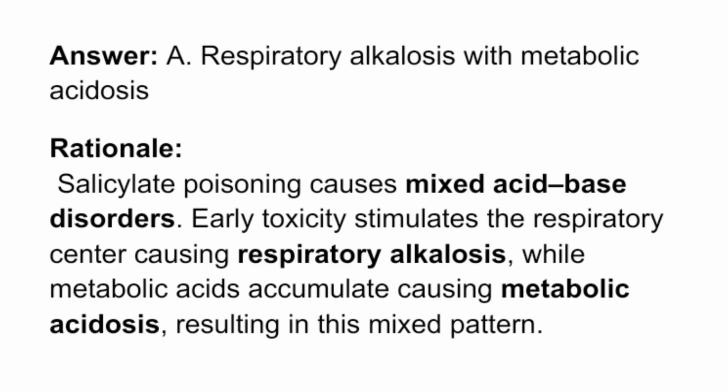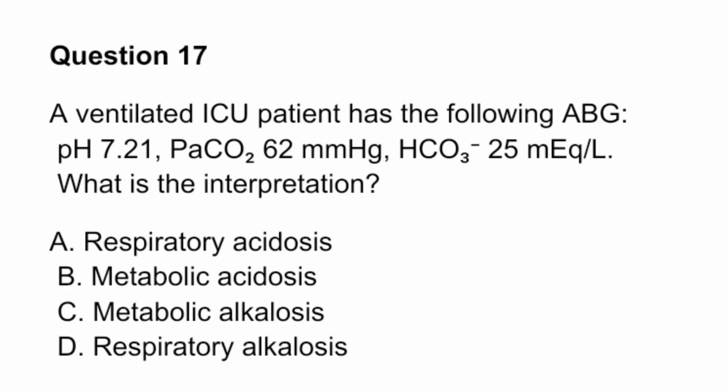Question 18. A ventilated ICU patient has the following ABG: pH 7.21, PaCO2 62 mm Hg, HCO3- 25 milliequivalents per liter. What is the interpretation? A. Respiratory acidosis. B. Metabolic acidosis. C. Metabolic alkalosis. D. Respiratory alkalosis.